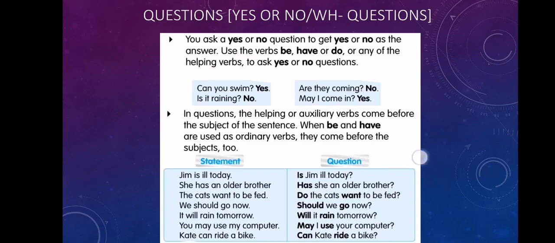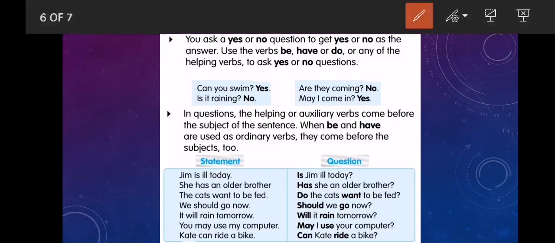So, apa yang kita perlu buat ialah mesti kita guna use verbs be, have dengan do lah. Ataupun any helping verbs to ask yes or no question. For example, can you swim? Can you swim? Can di sini is the helping verbs. Can you swim? Yes or no lah saja jawapan dia. And then kita boleh guna juga be punya verbs iaitu is. Is it raining? Is it delicious? No or yes punya answer. Are they coming? Begitu. May I come in?